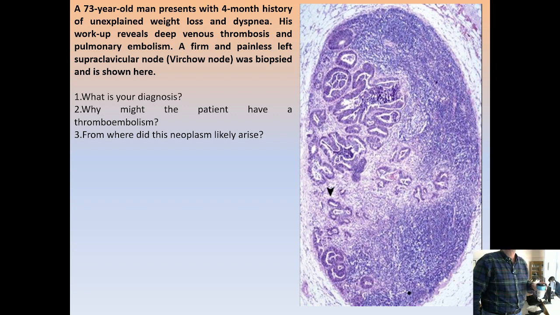That's the patient. A firm and painless left supraclavicular node, known as Virchow node, was biopsied. So, apart from this pulmonary embolism, we touch here and we find a lump. And this is a lymph node. When the size of lymph nodes increases, this is lymphadenopathy. And the usual cause of lymphadenopathy, as you'll see in the next lessons, is not cancer. It is probably some sort of inflammation.